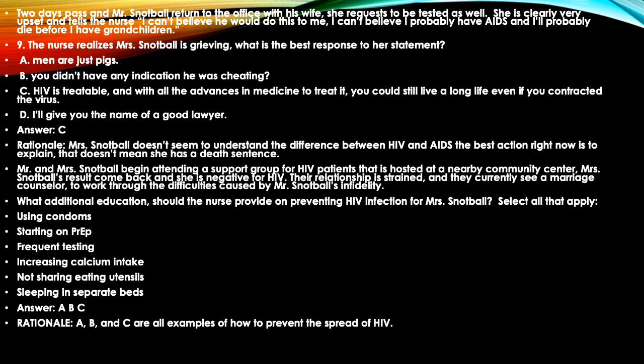Condom use, starting on PrEP, frequent testing, increasing calcium intake, not sharing eating utensils, sleeping in separate beds. The answer is A, B, and C. The rationale: A, B, and C are all examples of how to prevent the spread of HIV.